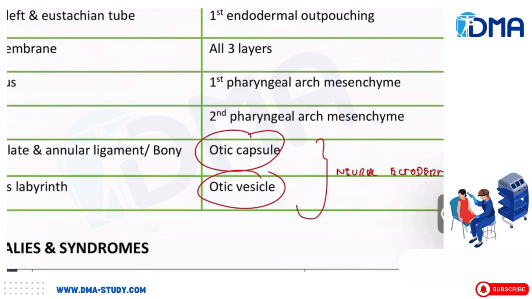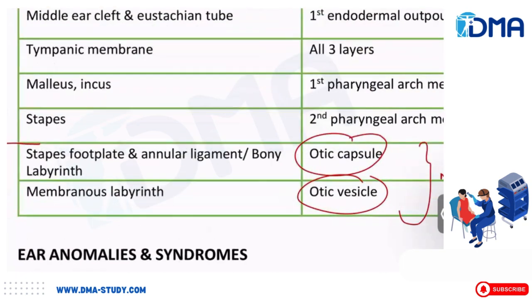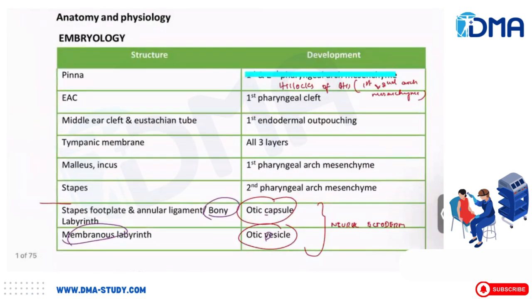So this neural ectoderm forms two main structures, otic capsule and otic vesicle. So these two will be forming the, see, bony labyrinth formed from otic capsule, membranous labyrinth formed from otic vesicle. Kindly remember this point. This point is very important. This is useful for a lot of understanding of diseases such as otosclerosis and a lot of understanding about the inner ear anatomy. So out of all these, this one is very important.